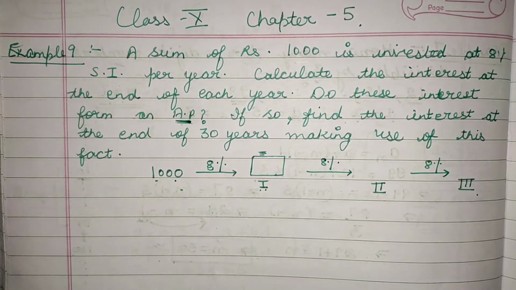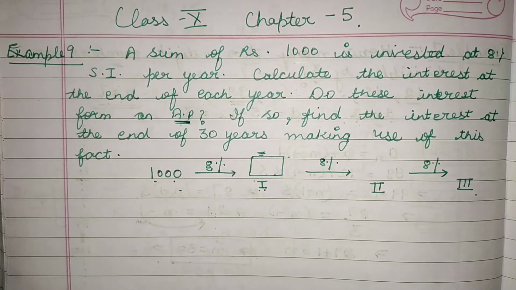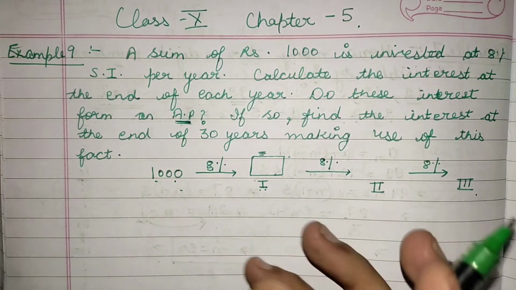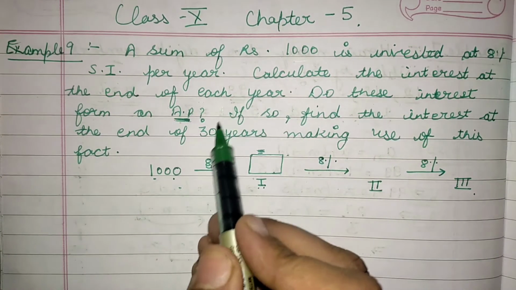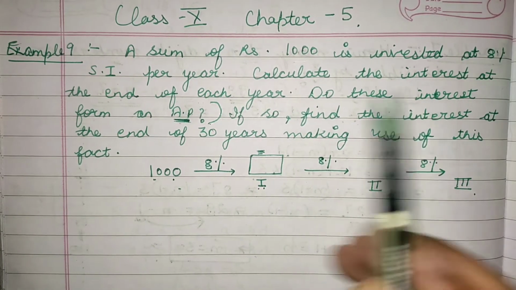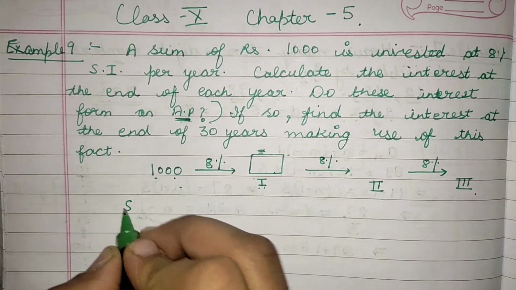So how can we decide that? If the difference between the terms is the same, then we say that this is forming an AP, otherwise no AP will be formed. So let's first solve up to this part of the question. What is the question asking from us? Calculate the interest at the end of each year. How to find out the interest?